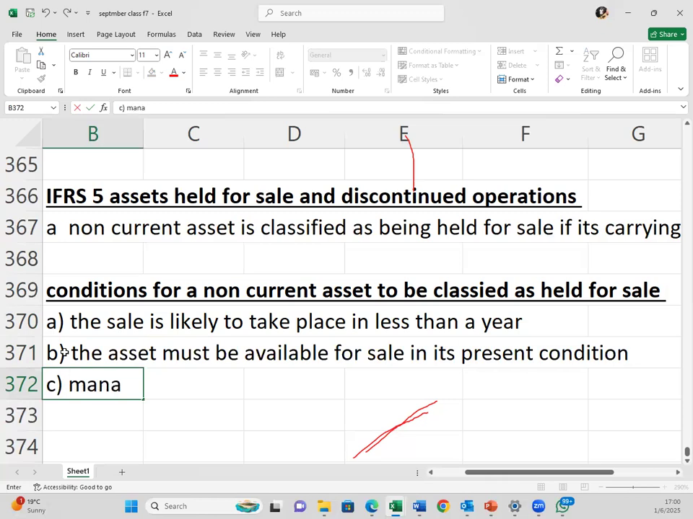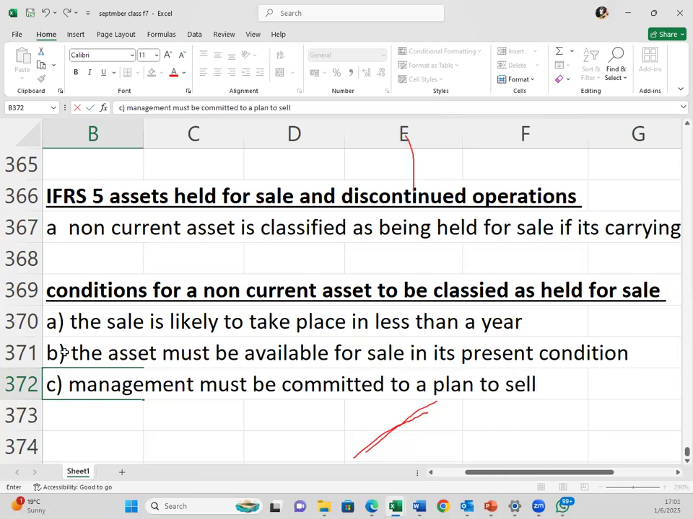Then management must be actively looking for a buyer. So management must be committed to a plan to sell the asset. They must have serious intent. They must have discussed it in the board meetings, and they should have agreed, we are going to sell this asset. So that is showing the intent of the management. They agreed to dispose of this asset.